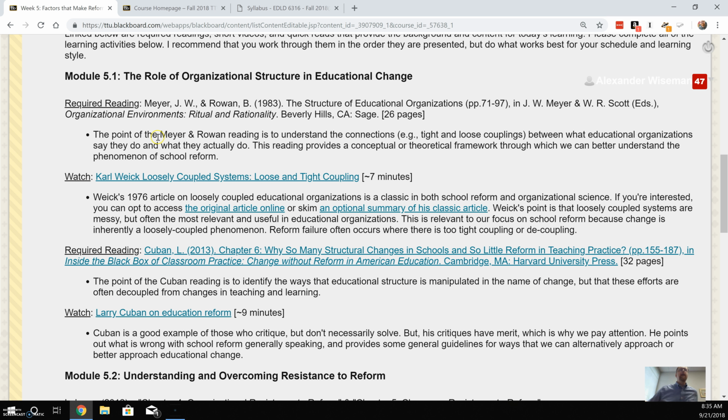Then I would like for you to take a closer look at Karl Weick's Loosely Coupled Systems, Loose and Tight Coupling. This is about a 7-minute video on YouTube. You can also look at his original article from 1976. There's also a really nice summary of his classic article from 76. This is all optional, obviously, but I would like for you to watch this video no matter what. It will give you a little more background into the idea of loosely coupled systems, and it's a nice complement to the Meyer and Rowan article in talking about the structure of educational organizations versus the activity of educational organizations.